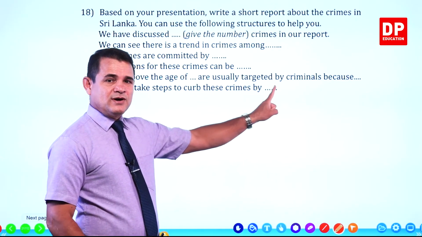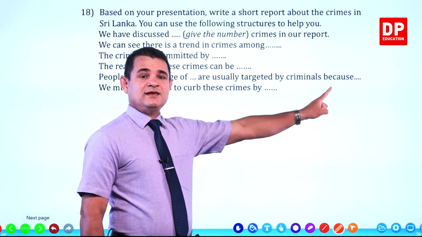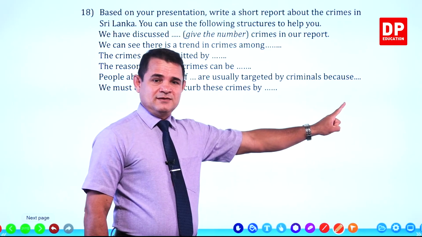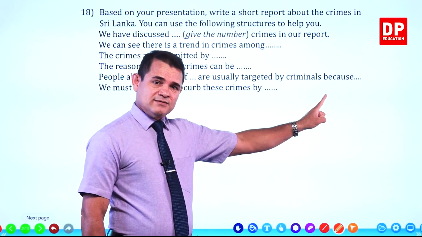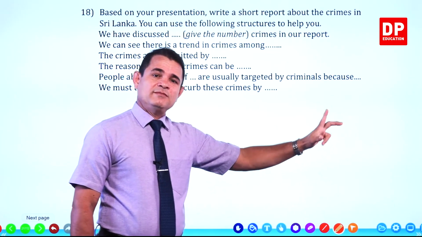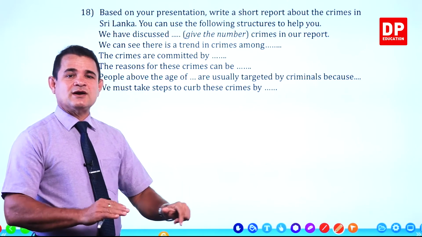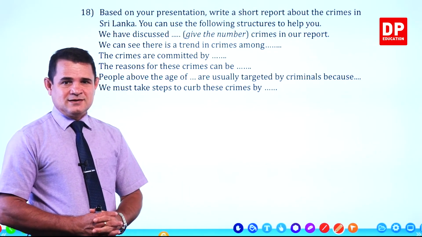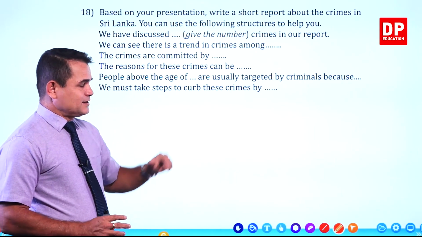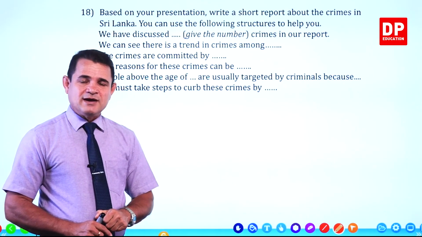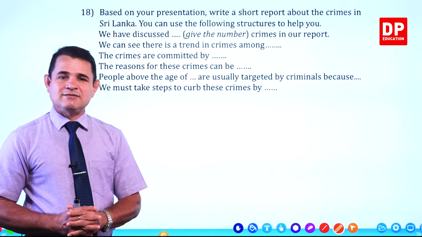By what methods? By educating the people or by what? Whatever reason you feel. By what method can these crimes be reduced and limited, right? So then use these things and write a good report. And there you are practicing writing as well.